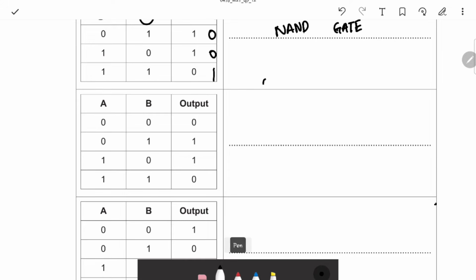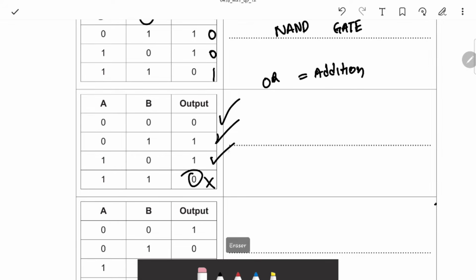Let's start with, is it the OR gate? Okay, the OR gate, remember, is addition. Is it addition? 0 plus 0 is 0. Okay, that's correct. Is 0 plus 1 is 1? That's correct. 1 plus 0, that's correct. 1 plus 1 is not 0. So that's where I got it wrong. So it can't be the OR gate. It can't be the NOR gate because again, it's not the opposite.